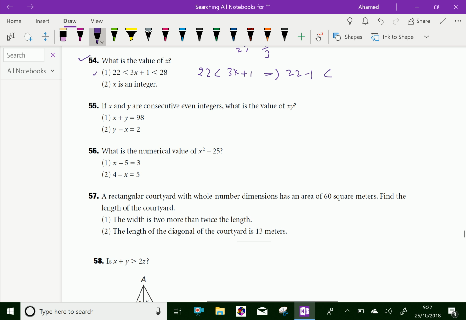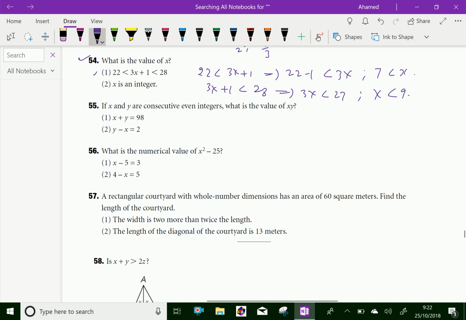Here, the right side is 3x plus 1 is less than 28. From that, we can say 3x is less than 28 minus 1, which is 27, and which gives x less than 9, because 27 divided by 3 is 9. So here the value of x is between 7 and 9. Here the statement 1 is individually enough to solve.